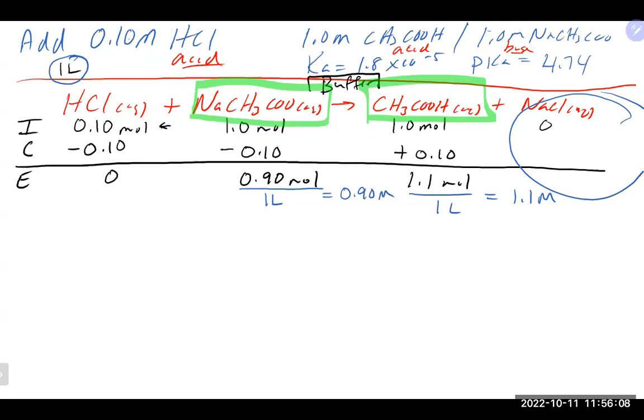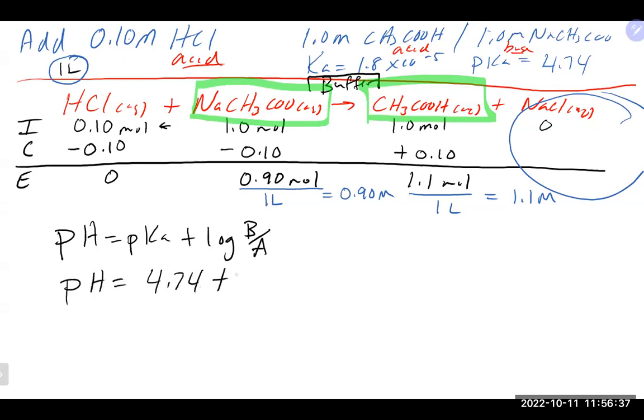Because I know it is a buffer, that means I could use the Henderson-Hasselbalch equation at this point and get the pH. Or if you're a fan of ice tables, you could ice table it one more time afterwards and not use the Henderson-Hasselbalch equation. I'm going to go with the Henderson-Hasselbalch equation here. My pH will equal the pKa plus the log of the base over the acid. In this case, the pKa value will still be the same because it's based off the Ka value that we used previously.